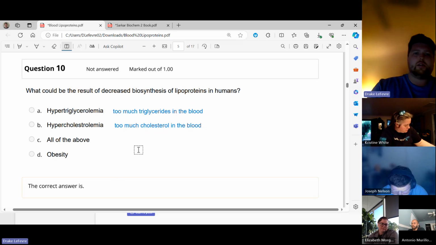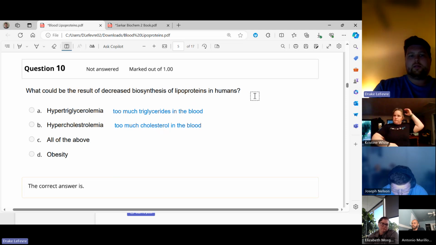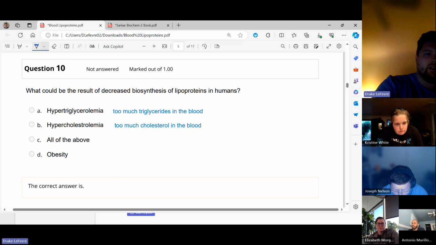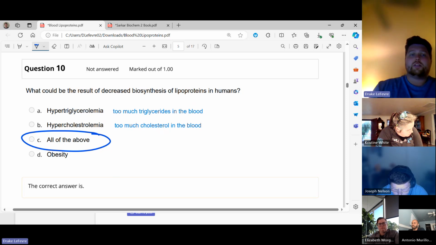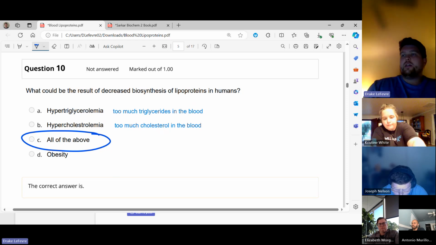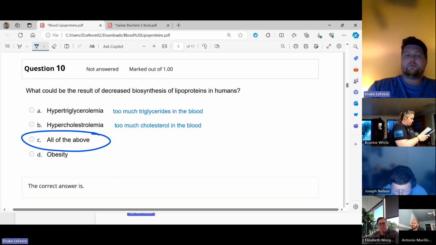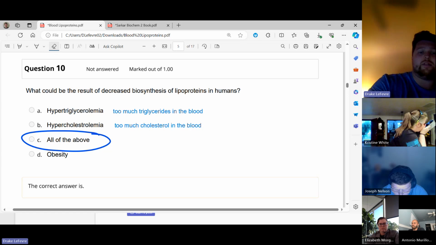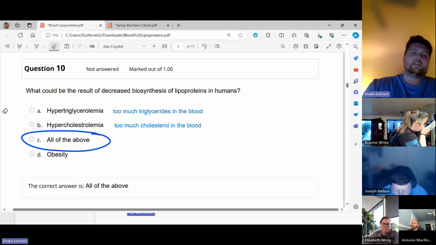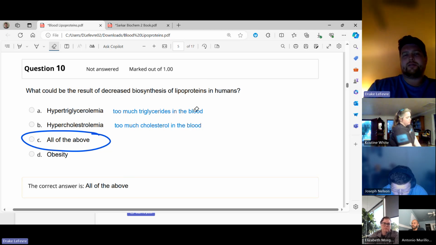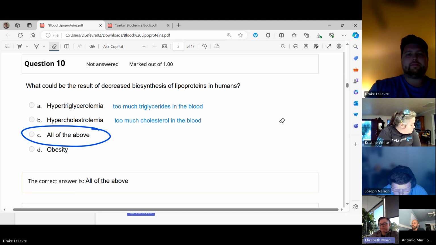And then we also have obesity. So the result of decreased biosynthesis of lipoproteins in humans, we would end up with all of those. Because if we decrease production of the lipoproteins, we're going to have a whole bunch of fat hanging around in the blood because we're not using it or putting it into anything. If we're not putting it into lipoproteins, it's just going to be hanging out all over in different places because we have too much excess of it. So we're going to end up with obesity, hypercholesterolemia, and hypertriglyceridemia. Does that make sense? I don't like this question. This is kind of a gross question to me. But does that roughly make sense? Kind of why we picked that answer.